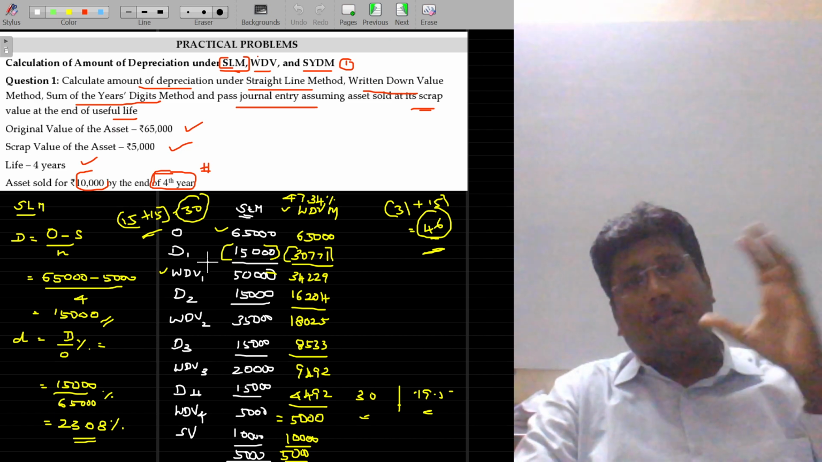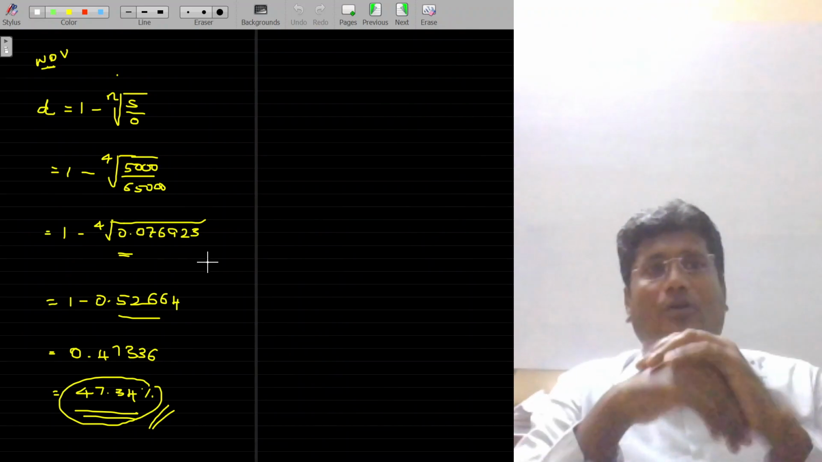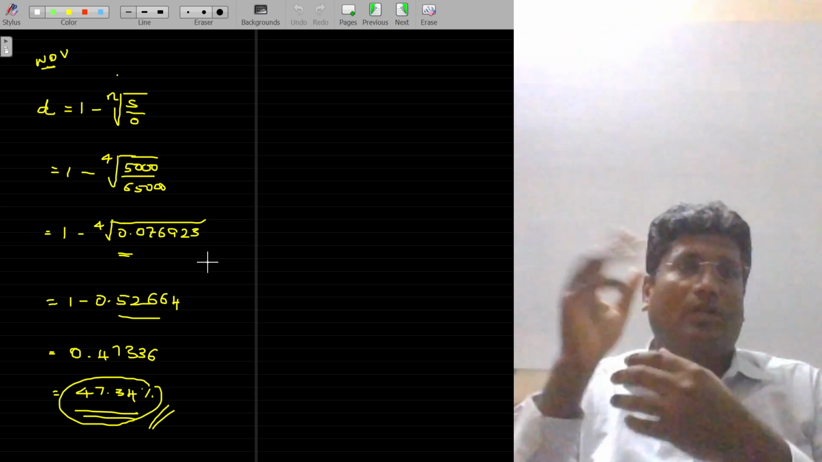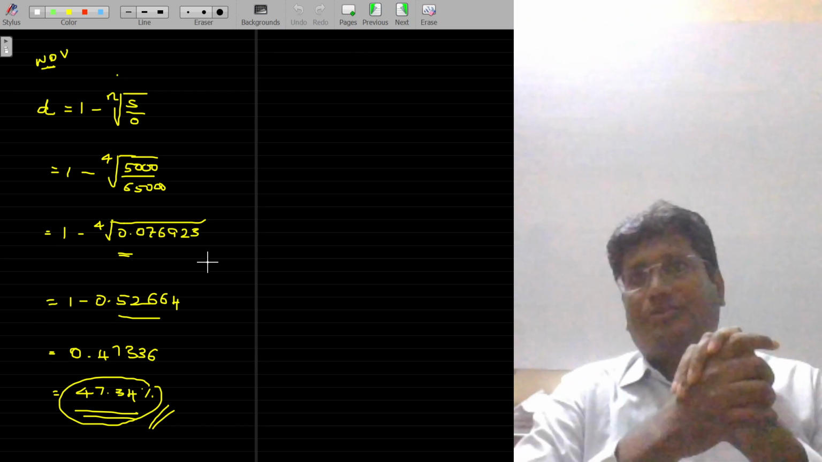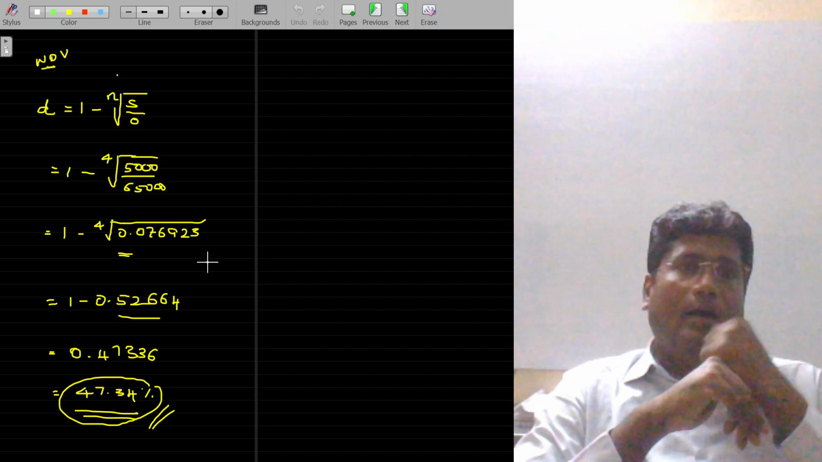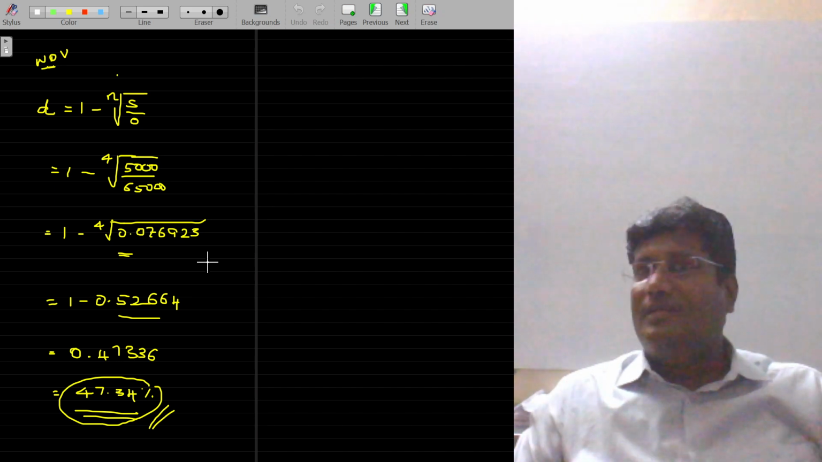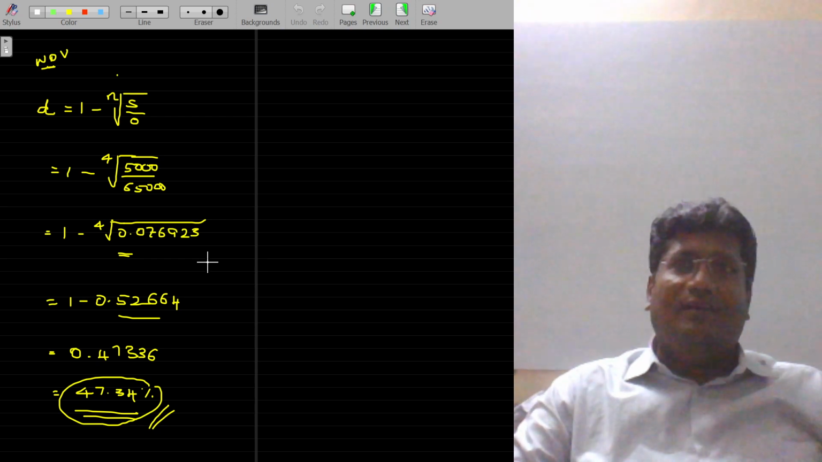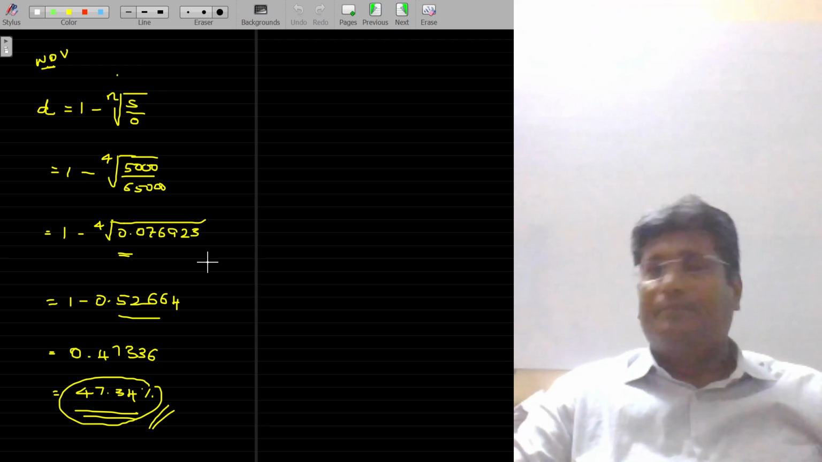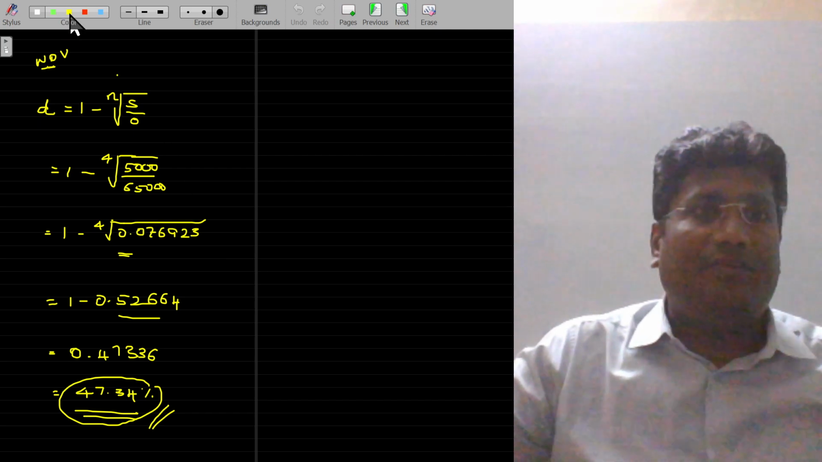Now you may understand the formula here, the calculation of the rate of depreciation in the WDV method. So 1 minus the nth root of S by O. You can easily understand that. There will not be any confusion. Now, how do I get that formula, sir? Is there any logic behind it? It's out of interest. You can understand this also, right? Let's see the formula derivation here.